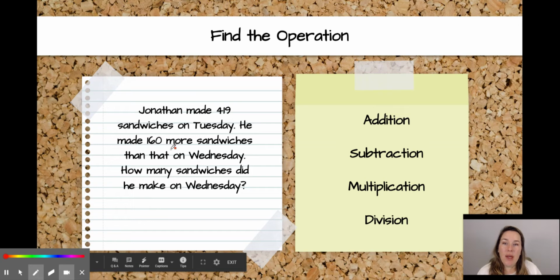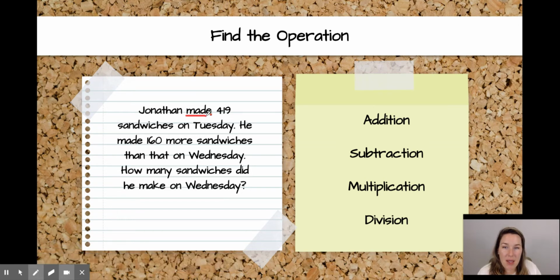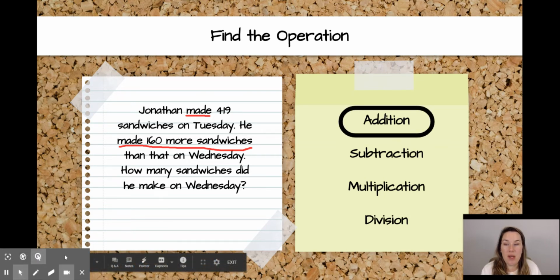So here you want to pay attention to the fact that he's making sandwiches and then he's making more sandwiches. So he started with 419 sandwiches and then he made 160 more sandwiches than that on Wednesday. To find out how many sandwiches he made on Wednesday, we would be combining those numbers together. We'd put them together to find the total amount of sandwiches that he made. So this would be an addition problem.